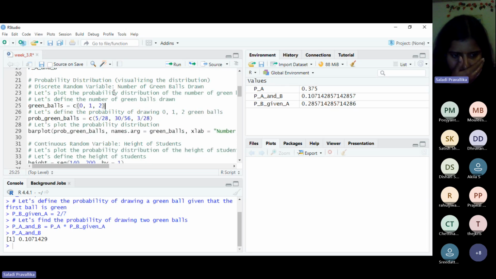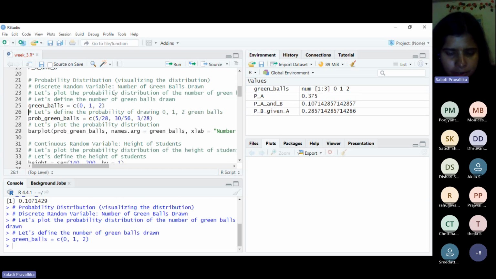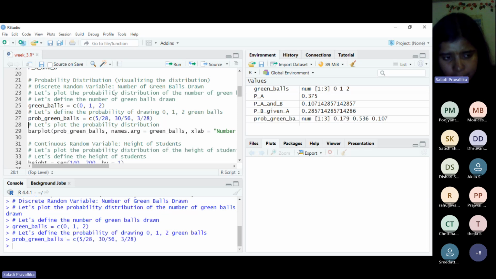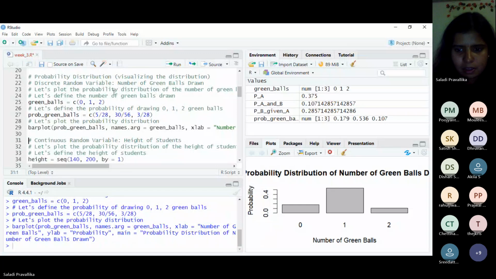Okay, let's just run it. So green balls 0, 1, 2, and the probability of having the green ball. We have some probability values. So I want to have a bar plot for it. Is this one visible?